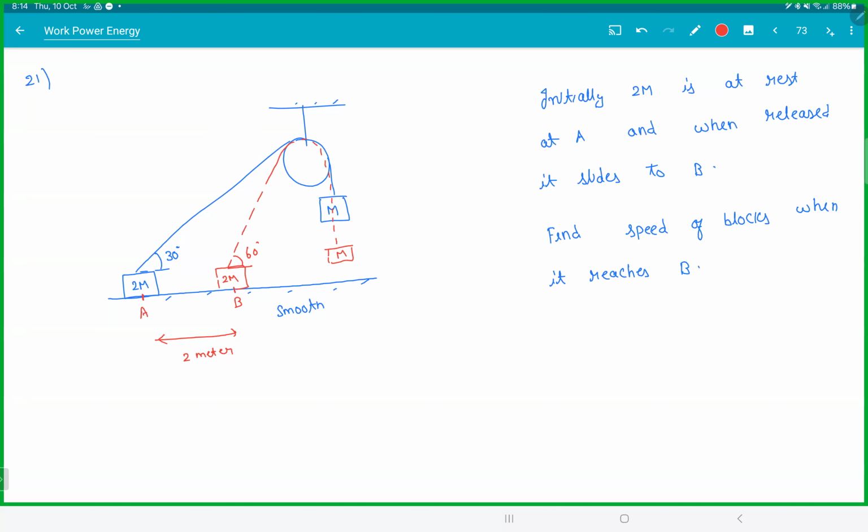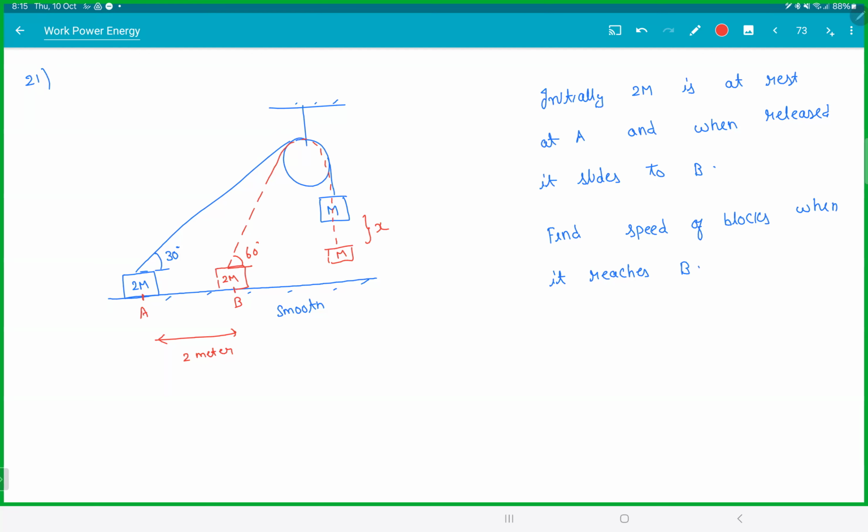First of all, can you find how much this block fell down? Can you find this first? Because loss in potential energy is gain in kinetic energy, right? 2m is not losing potential energy. The only one losing energy is m. So you need to find how much distance this block is falling. So that mgx will be the kinetic energy of both the blocks.